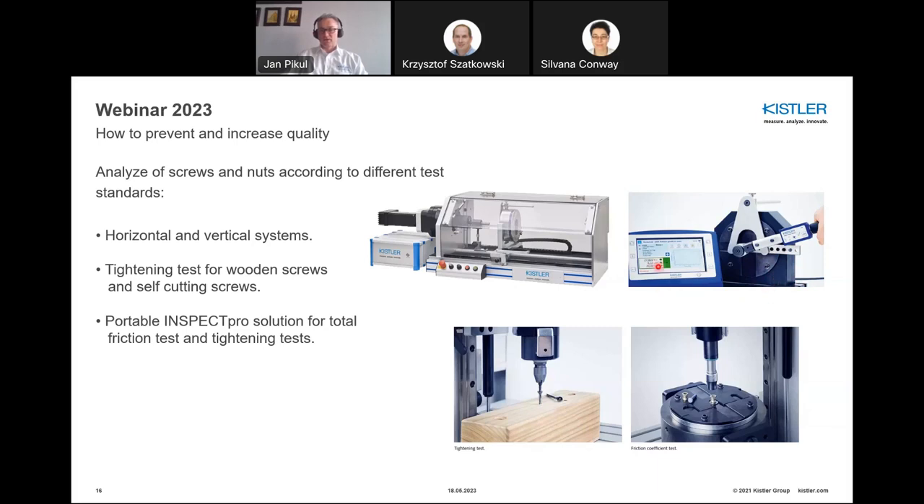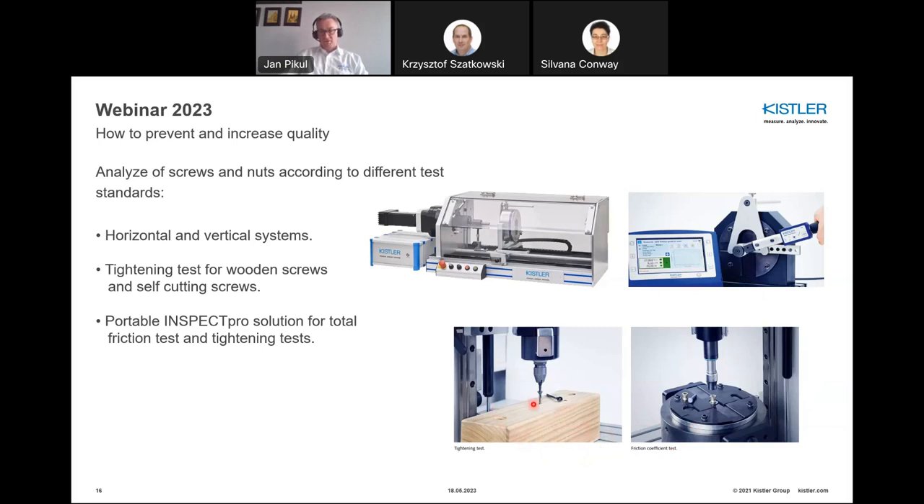All the calculation is done by the system, so the operator does not need to do any special calculation. I will show you in the movie later how easy the process is. Below, on these two pictures, we have a vertical system.